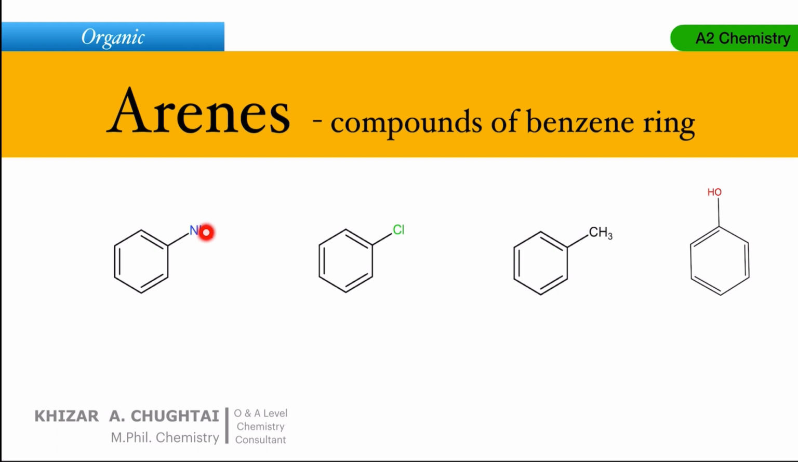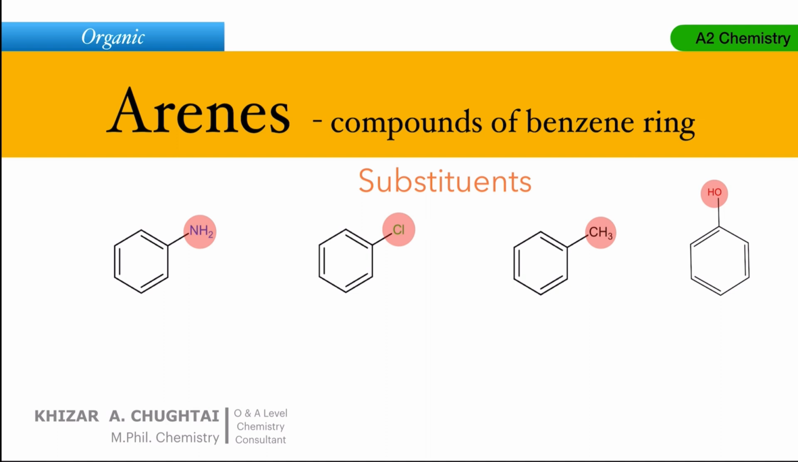An NH2 group is on the benzene ring. Here, the benzene ring and a Cl group. Any halo group can be on the benzene ring. A methyl group with the benzene ring. An OH group and the benzene ring. These groups, NH2, Cl, CH3, OH, are all said to be substituents.